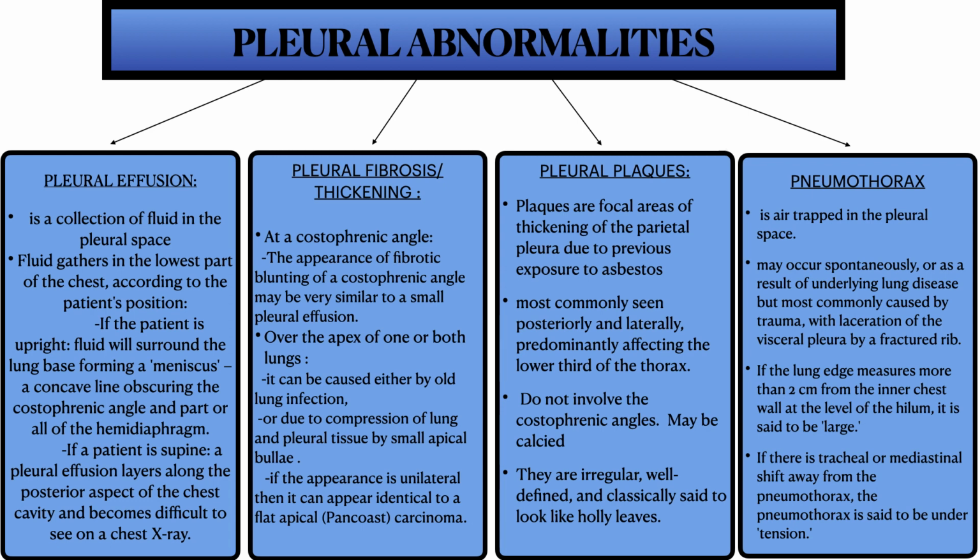There are four main types of pleural abnormalities, starting with the pleural effusion, which is a collection of fluid in the pleural space. This fluid gathers in the lowest part of the chest, according to the patient's position. If the patient is in an upright or standing position, the fluid will surround the lung base, forming a meniscus sign, which is a concave line obscuring the costophrenic angle and part or all of the hemidiaphragm.